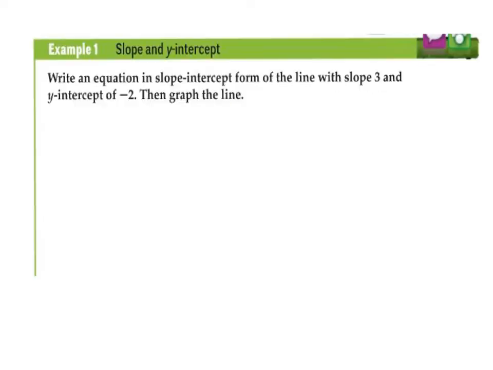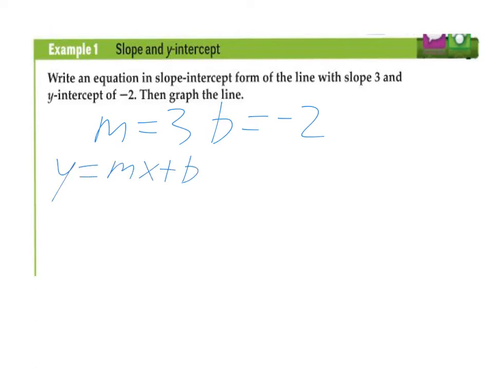So let's look at some examples. Write an equation in slope-intercept form of a line with slope 3, a y-intercept of -2, then graph the line. So we have a slope of 3, so m is equal to 3, and a y-intercept of -2, so our b is equal to -2. Put this into y equals mx plus b form. That's going to give us y is equal to 3x minus 2.